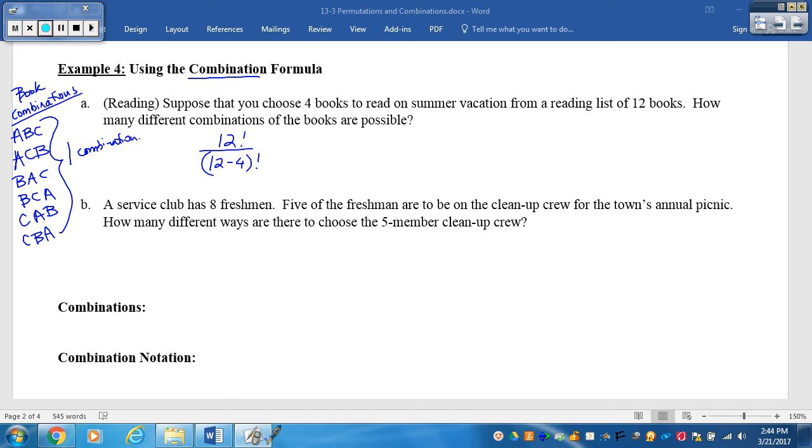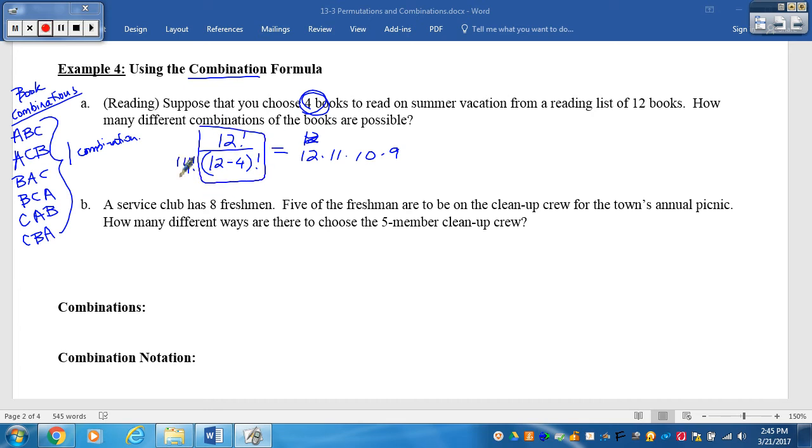The problem is this: with these 4 books here, each one of these would be considered one combination. So I'm going to put this 4 on the outside over here. And so in the end, I have 12 factorial over 12 minus 4 factorial, which would be 12 times 11 times 10 times 9. There's 4 of them there. So that would be this right here.